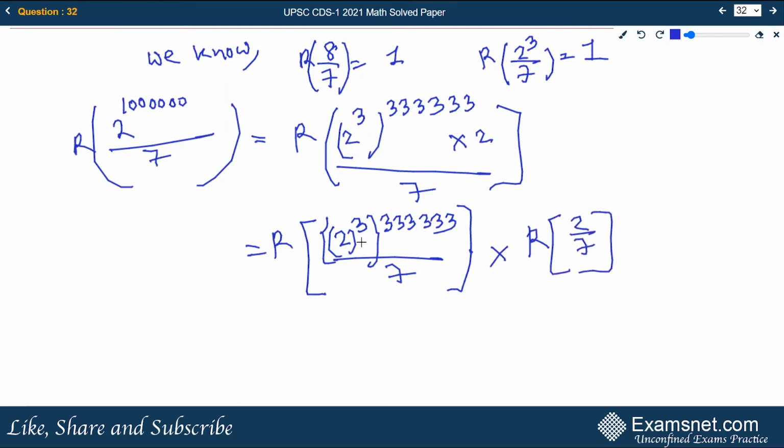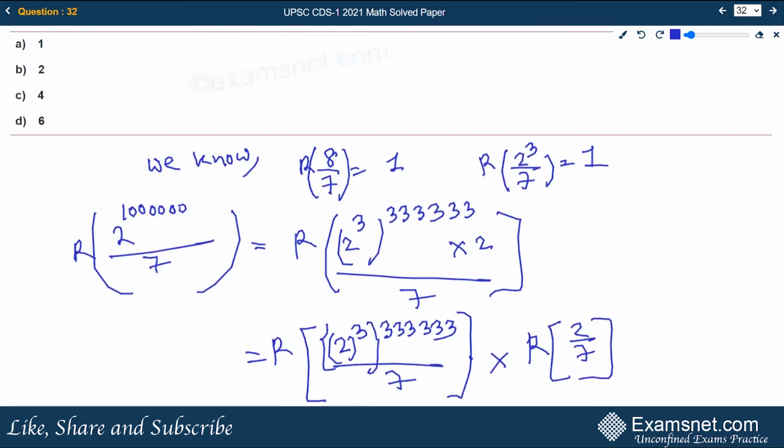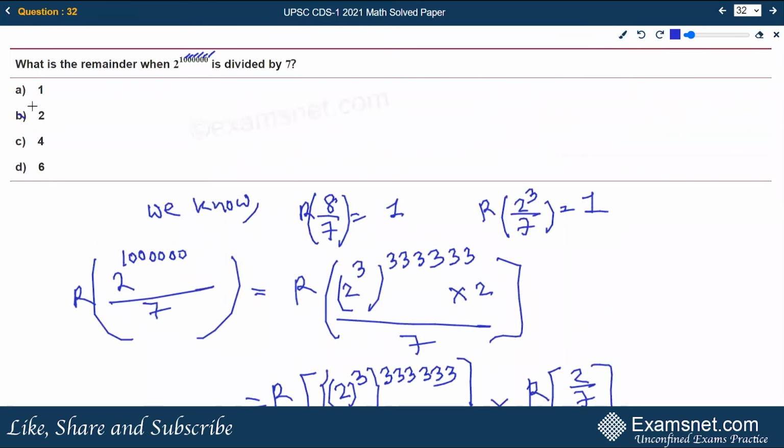Since 2 cubed means 8, no matter what power 8 is raised to, it will always give us the remainder 1. And when we divide 2 by 7, we get the remainder 2. So the complete answer is 2. We will get the remainder 2. Option B is the correct answer here.